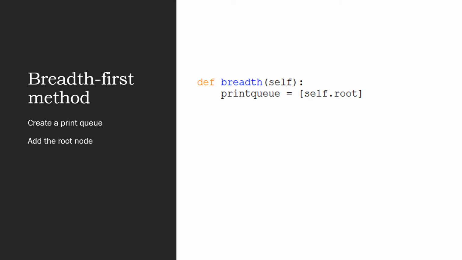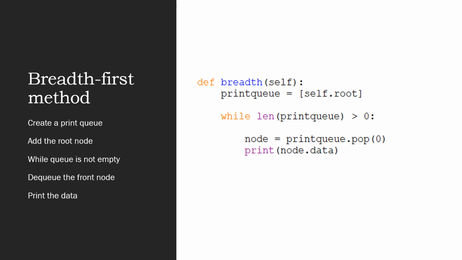So I'm creating a method. I'm calling it breadth because it does breadth first traversal. I'm creating a print queue which only contains the root node. Now, while the queue is not empty, so while the length of the queue is greater than 0, I dequeue, print, and enqueue. Remember those lines. We dequeue the front of the queue, we print its data, and we add its left and right nodes, like this.